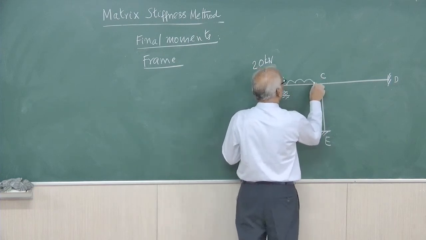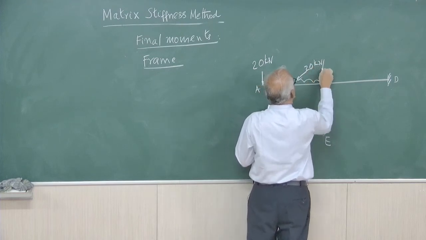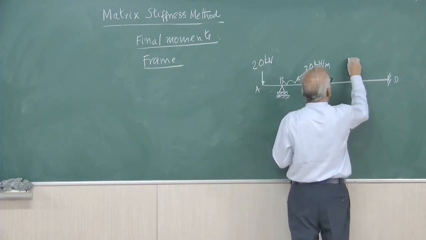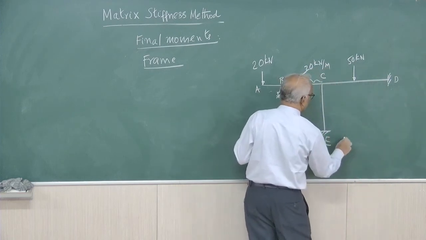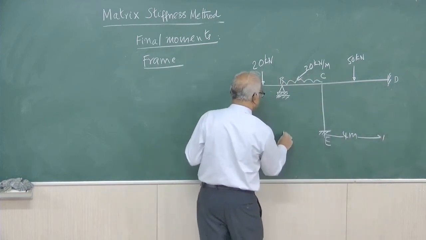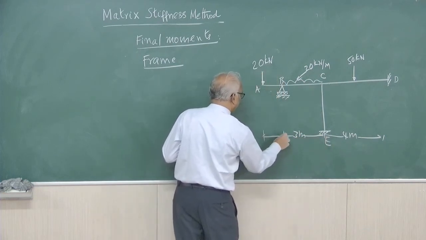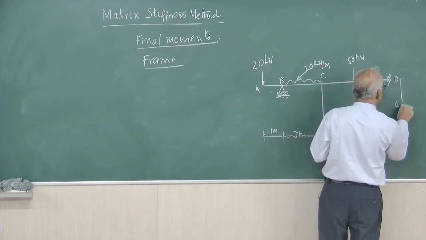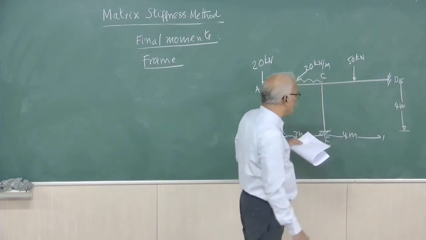This is subjected to a UDL of 20 kilonewton per meter. This is subjected to a central load of 50 kilonewton. 4 meters, so this is 4 meters. This is 3 meters, and this is 1 meter. And here this is also of height 4 meters. So no mention about the moment of inertia.